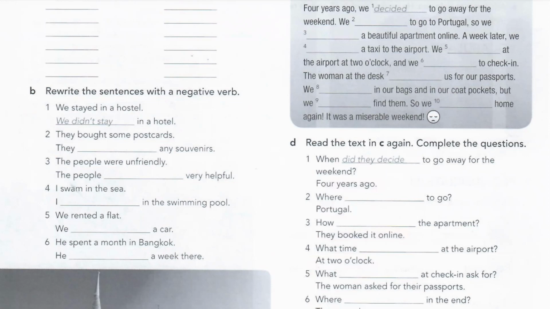The answer is 4 years ago. So, when did they decide to go away for the weekend? They decided to go away for the weekend 4 years ago. Now, where to go? Portugal. So Portugal is here, and here, if you remember, we used wanted. We wanted to go.